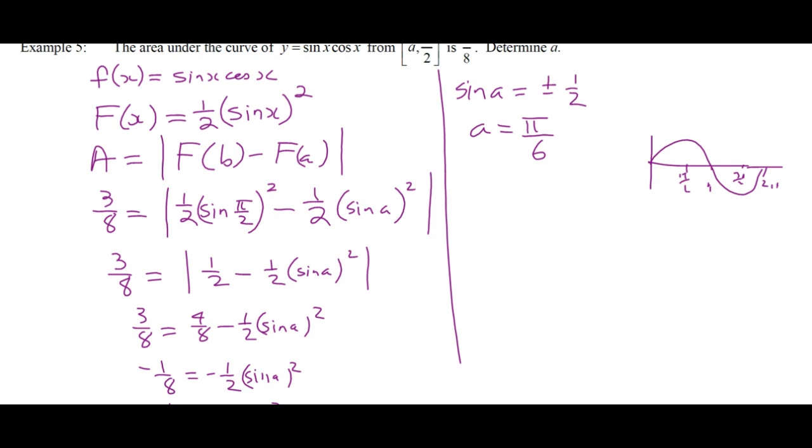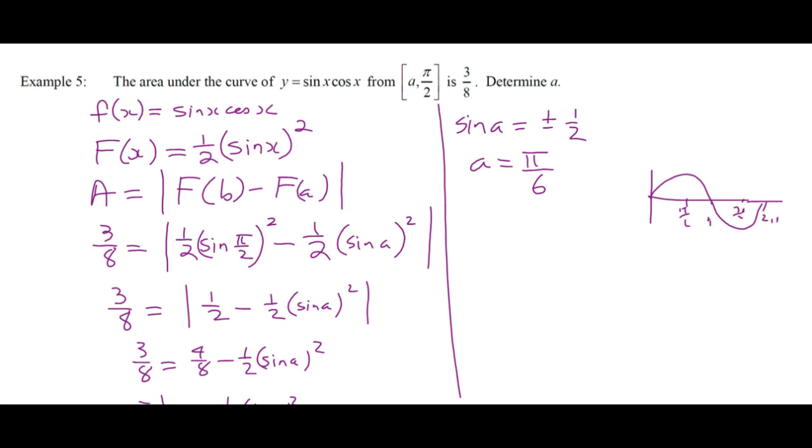All right, so we'll go with a is pi over 6, right? It's below pi over 2, so it's the area between pi over 6 and pi over 2, B, 3/8. Because we also have 5 pi over 6 and 7 pi over 6 and 11 pi over 6, but those are all bigger than pi over 2.